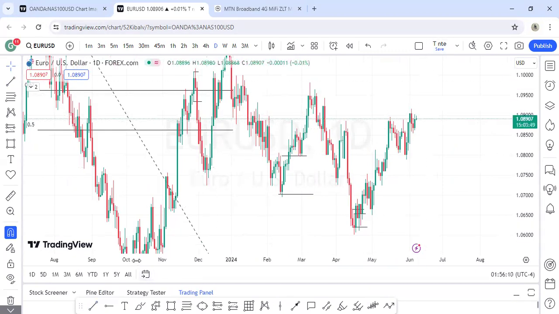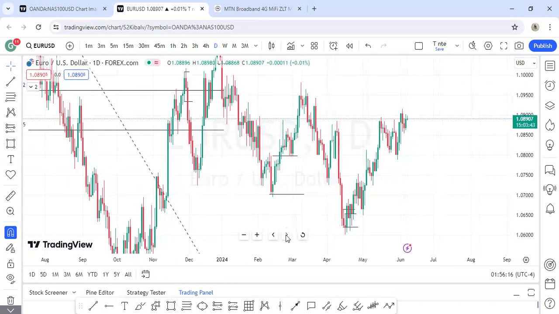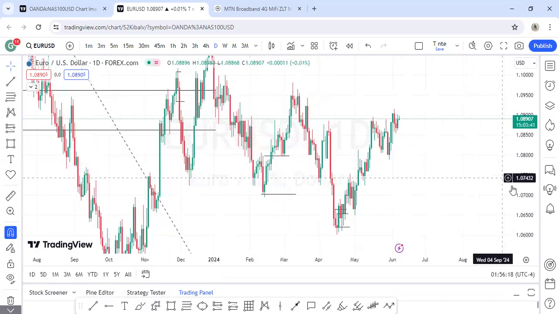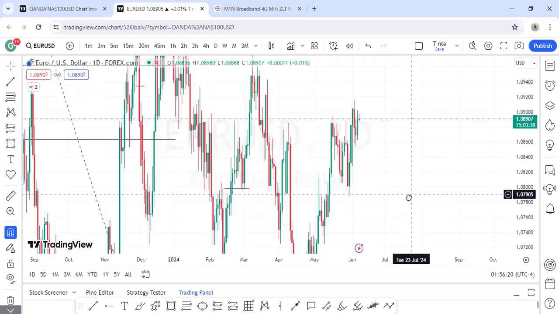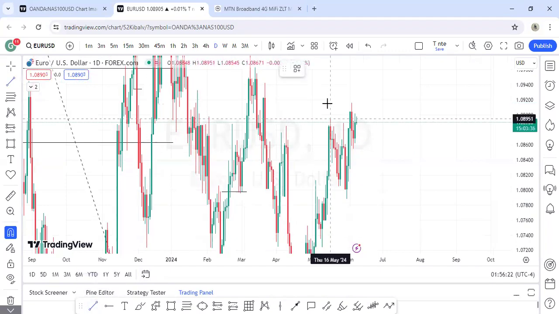Now we are seeing a CRT setup form here. Oh my God, see another example. This market is blowing my mind. Seriously, see another one there.